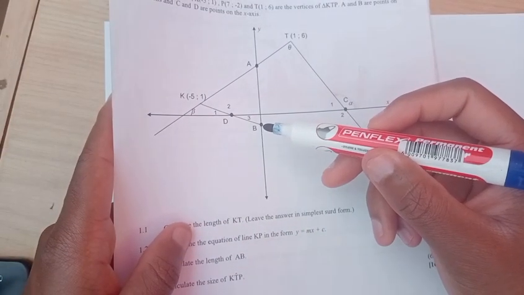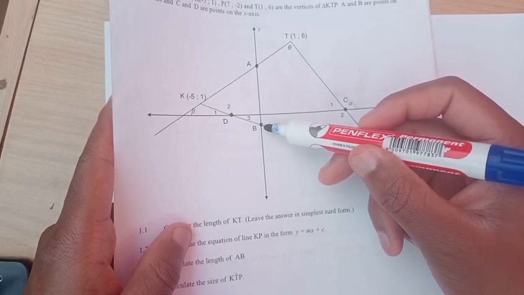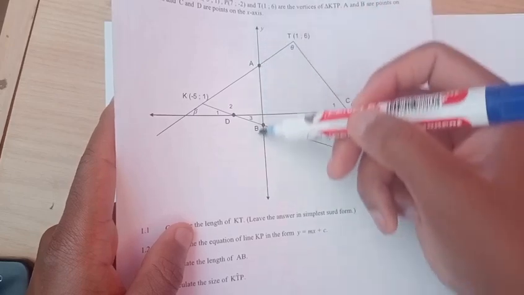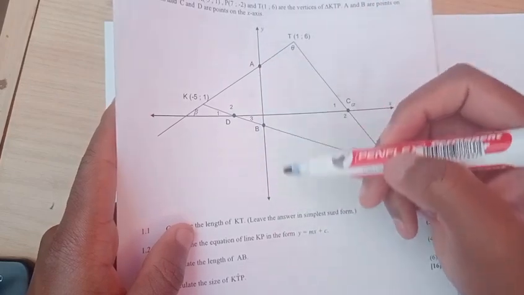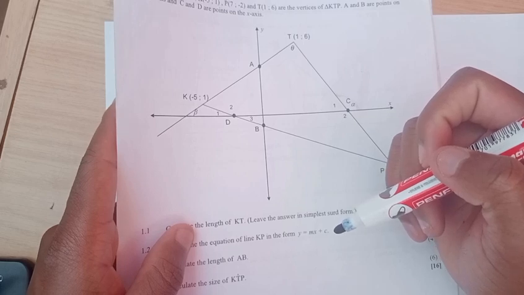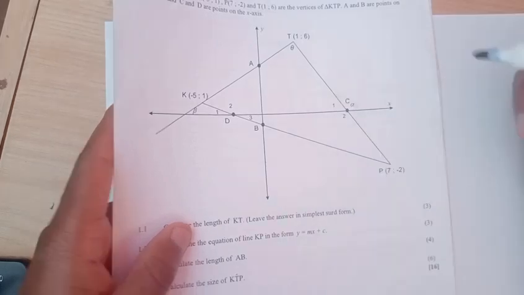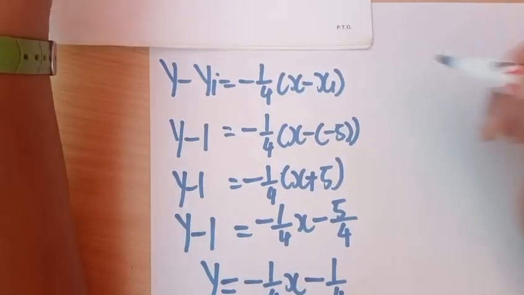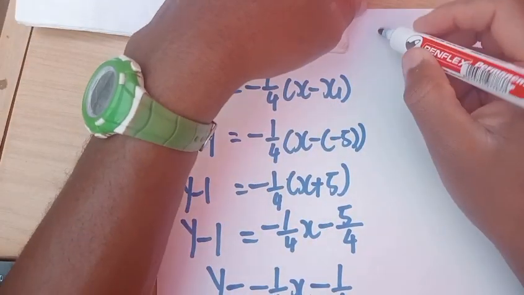Okay, so to get the coordinates of B, we know that when we have a coordinate here on our y-axis, our x is going to be what? Our x is going to be 0. So to get the coordinates of B, you're going to substitute 0 on that previous equation that we got.